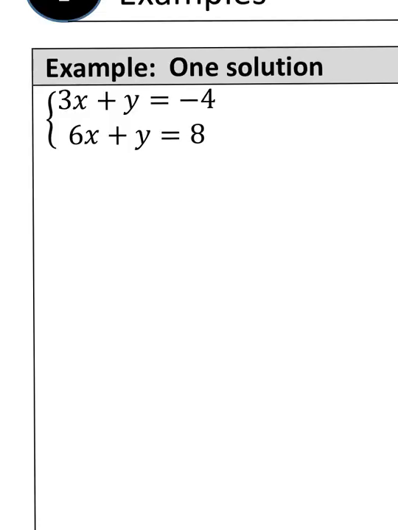So let's look at our example when we get one solution. I've got a couple terms here: 3x plus y equals negative 4, and 6x plus y equals 8. I don't have opposites, so I'm going to need to convert one of these terms to opposites. So I'm going to work with my y terms since they'll be the easiest to change, and I'm going to change one of these terms into a negative.